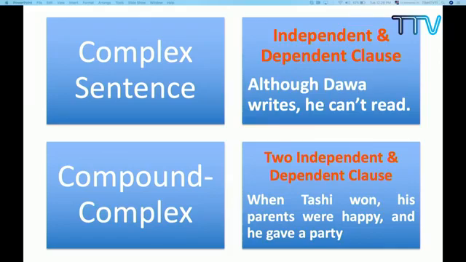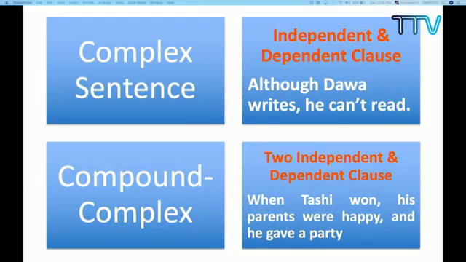When Tashi won, by reading this, you will get some idea that this does not make complete sense. When Tashi won, something should come. It has to depend on another clause in order to make complete sense. So let us say, when Tashi won, his parents were happy. Now it makes complete sense.